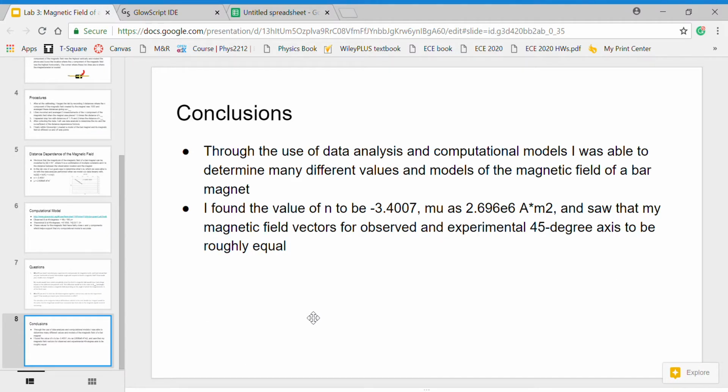Through the use of data analysis and computational models, I was able to determine many different values and models of the magnetic field of a bar magnet. I found the value of n to be negative 3.4007, mu as 2.696 times 10 to the 6, and saw that my magnetic field vectors for observed and experimental 45-degree axis to be roughly equal.